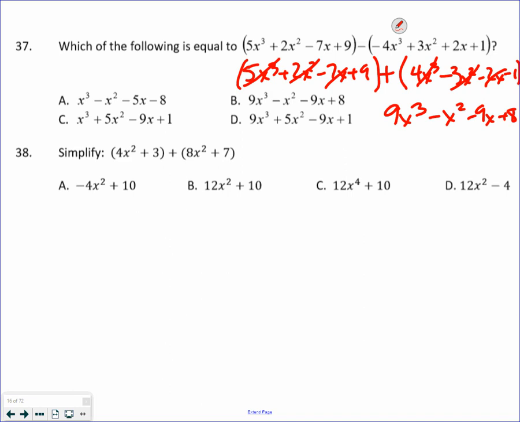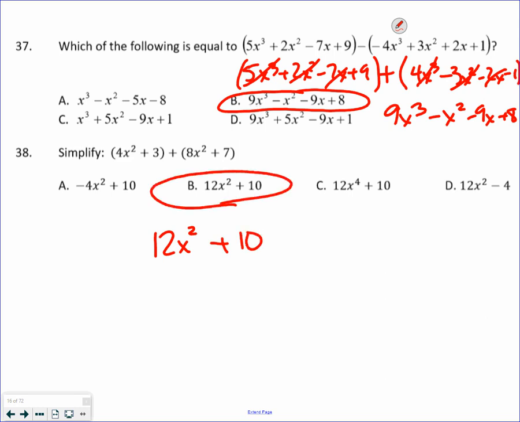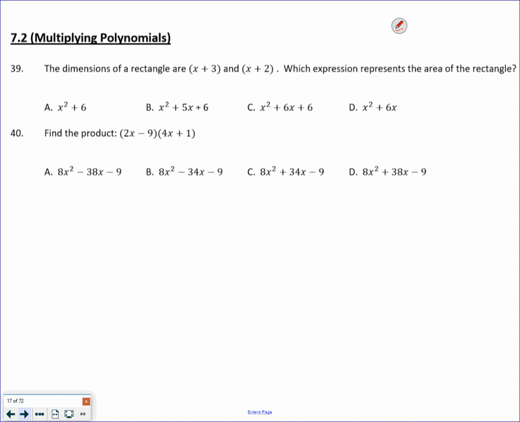Be very careful on your final exam. Again, all of these are going to be close. There's going to be a few subtle differences every time, so please make sure that you get the right one, and B is the correct answer. Next one. Add the like terms together, you get 12x squared plus 10. Again, being very careful to make sure you grab the correct one there.